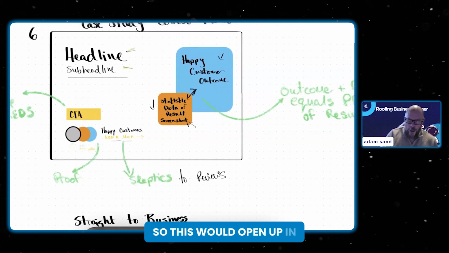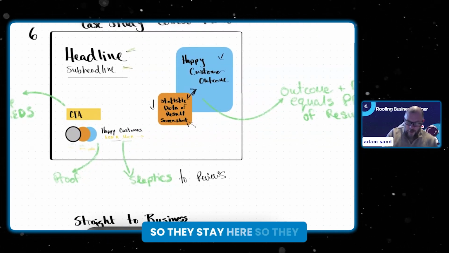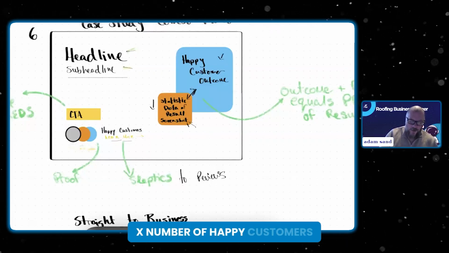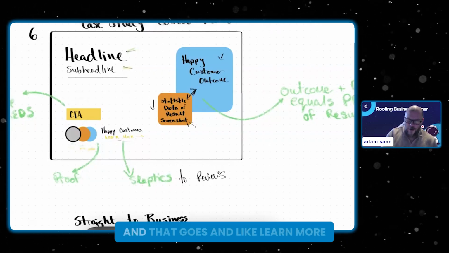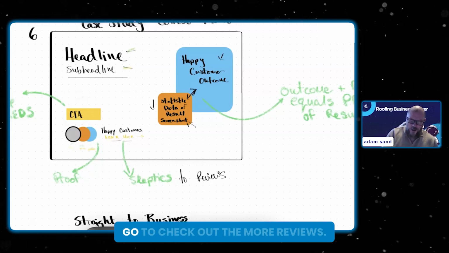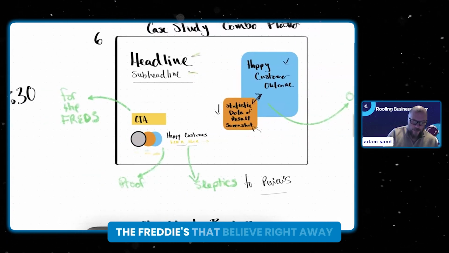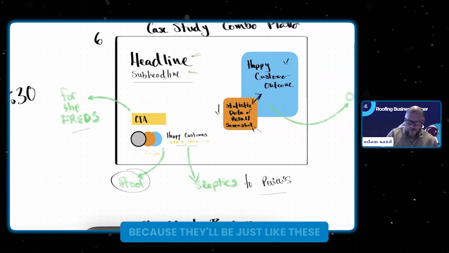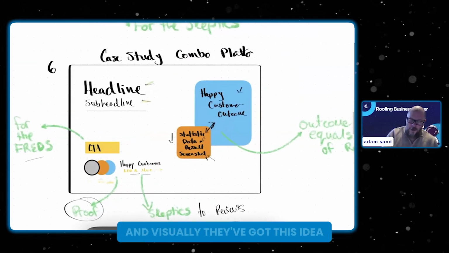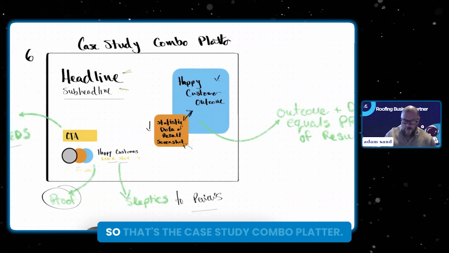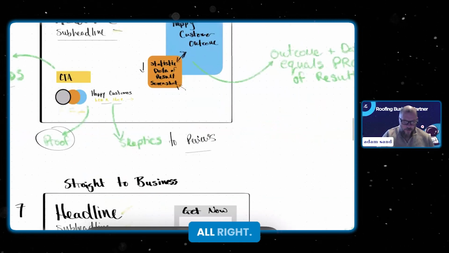So this would open up in a new window, so they stay here so they can come back, but it's like, okay, we've got X number of happy customers, learn more. And maybe say check out our reviews. And the skeptics can go to check out the more reviews. The Freddies that believe right away can just do the call to action. The proof supports that call to action because they'll be just like these happy customers. And visually, they've got this idea of outcome plus proof equals result. So that's the case study combo platter. All right, well, let's move on.